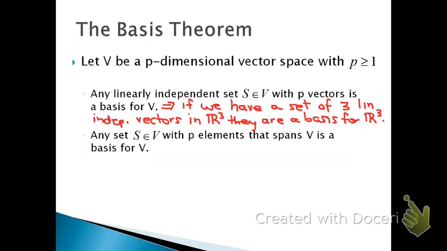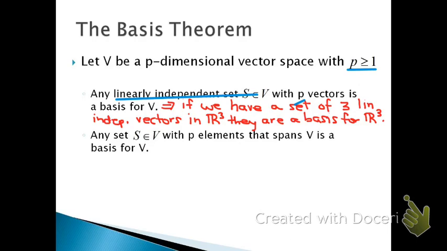We're now going to look at this thing called the basis theorem, and it really makes our life quite a bit easier, and I'll try to tell you why. The basis theorem says that if I have some vector space V with a dimension that's greater than or equal to 1, and I have some linearly independent set in my vector space, and that set has p vectors, then automatically I can say that it is a basis for V. So I don't need to show that it spans.